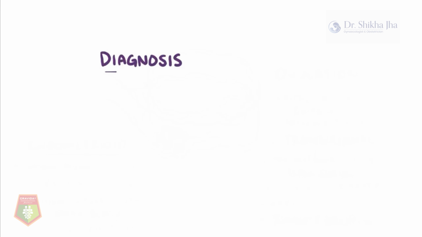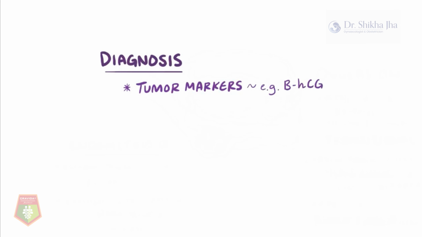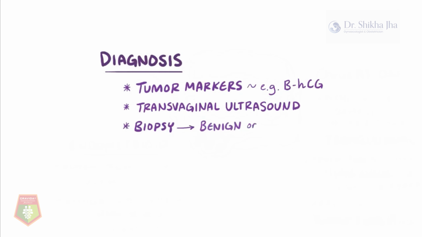Diagnosis of ovarian cancer typically involves looking for specific tumor markers like BHCG, as well as having a transvaginal ultrasound. Tumor biopsies are done to figure out whether a growth is benign or malignant, and imaging with a CT or MRI scan can be done to look for evidence of metastasis.